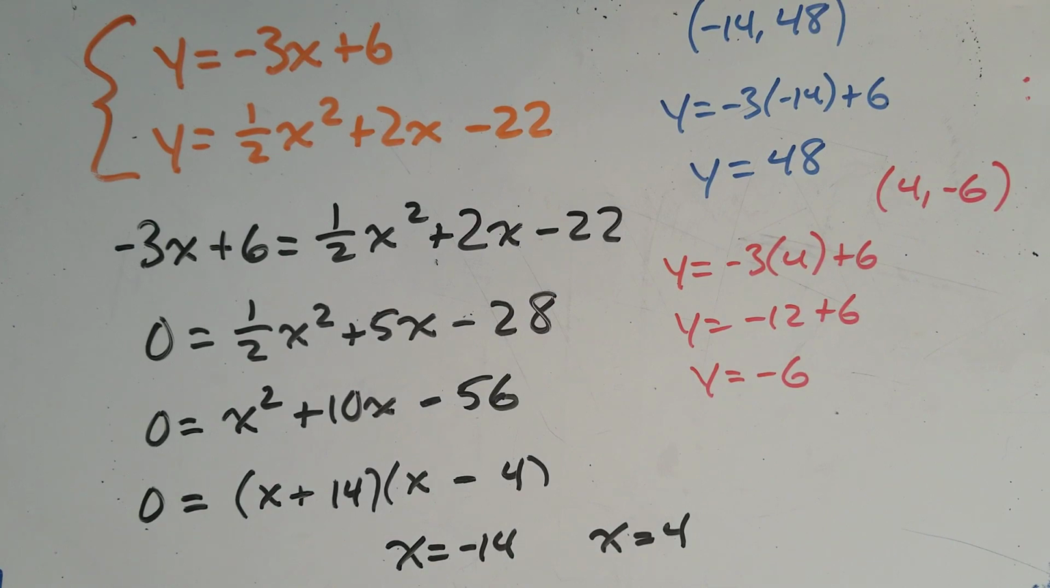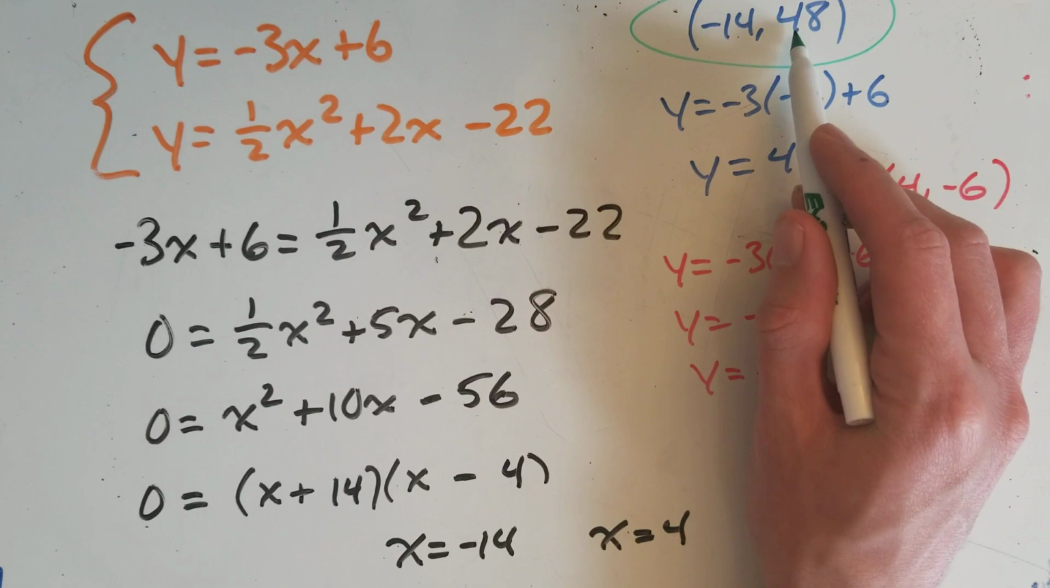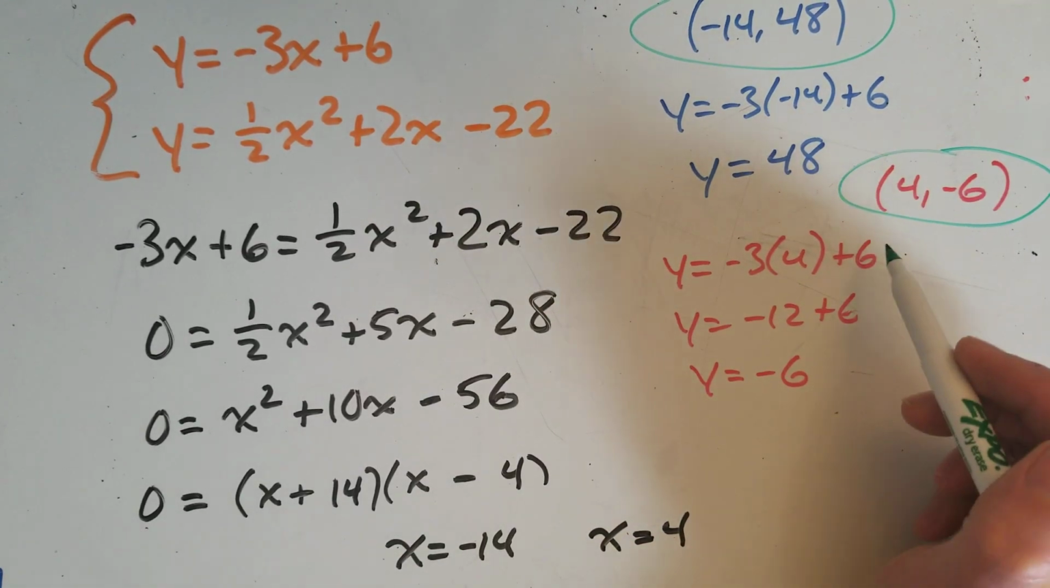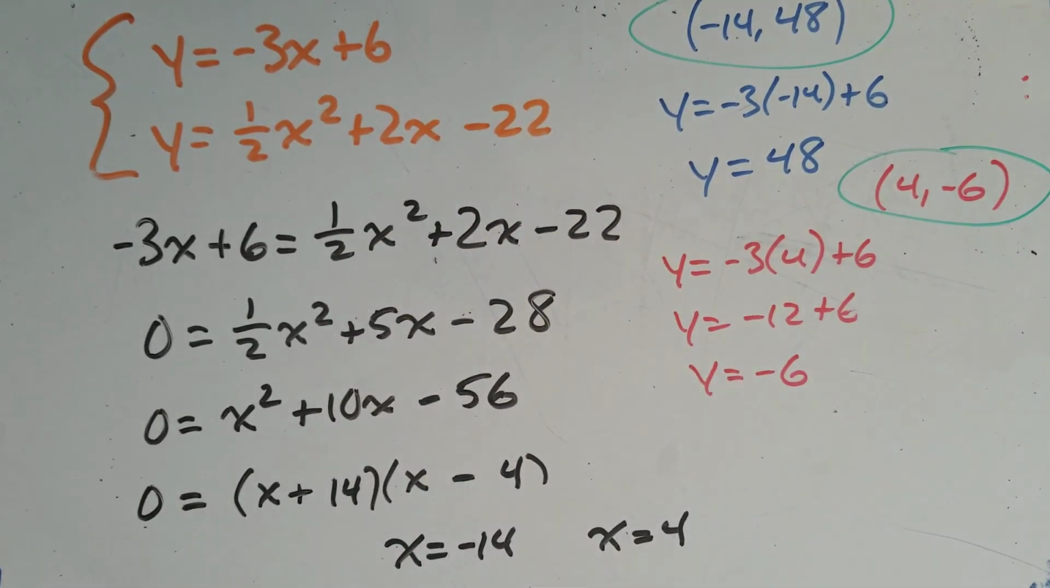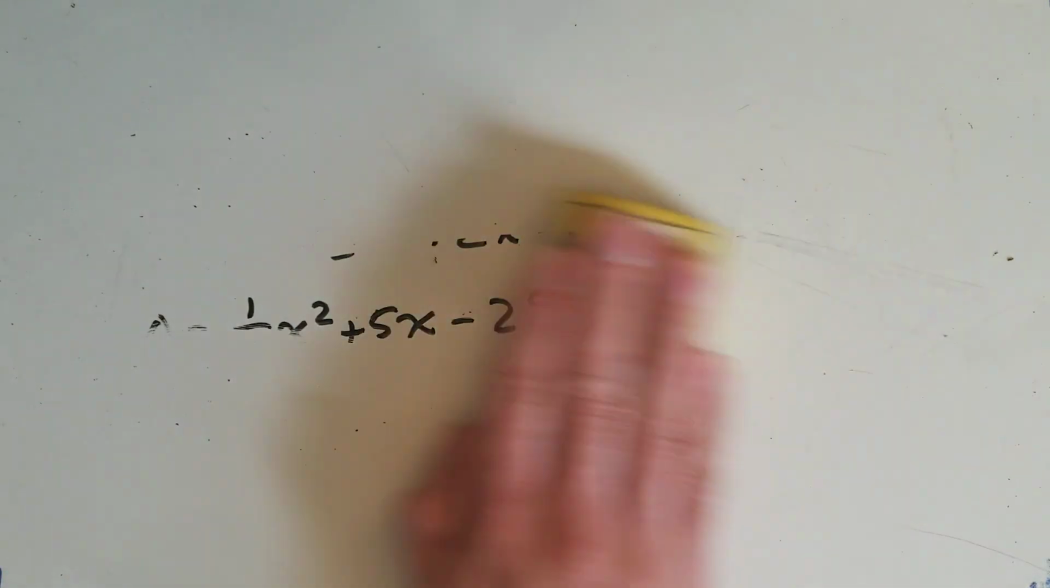There's a green. One point of intersection is negative 14, 48. The other point of intersection is 4, negative 6. I will do one more, and then we'll talk about one with a couple of quadratics.